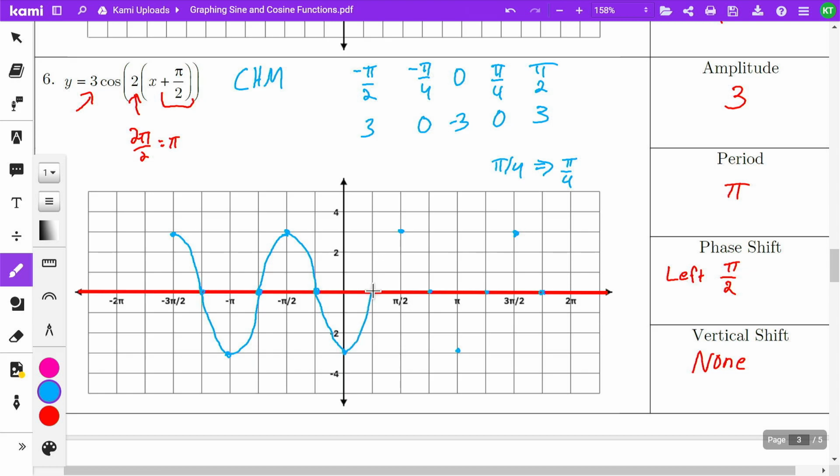And here is what this one should look like. Again, do our phase shift, negative pi over 2, start at our high point, amplitude of 3, period of pi, so we're going by increments of pi over 4.